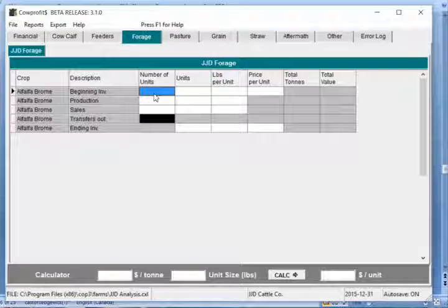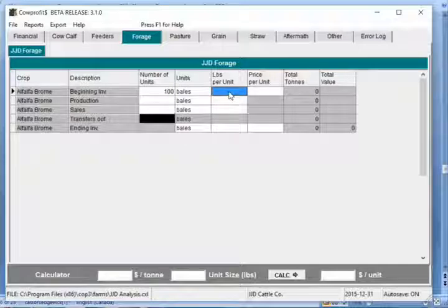So first of all, we have 100 bales, and the units we're going to call bales in this case. How many pounds per unit, or in this case pounds per bale? Well, they were 1,400 pounds. And the price per unit, price per bale, was $70. Now, do you notice as soon as I typed in the pounds per unit, we got bales all the way down and the same weight all the way down. You can change that if you want, but probably in most cases you'd leave it as is.